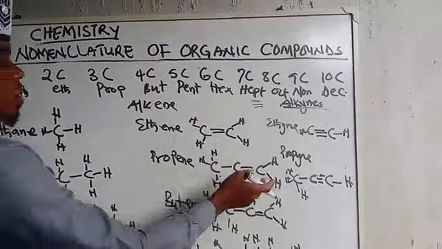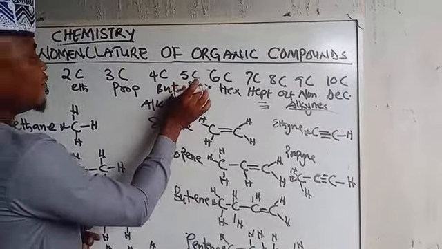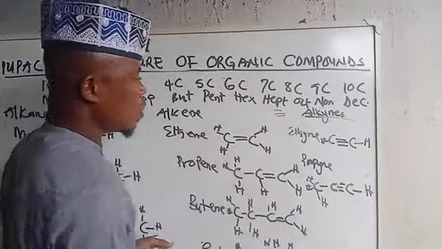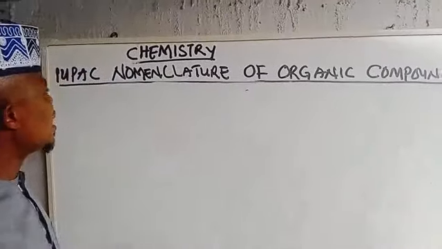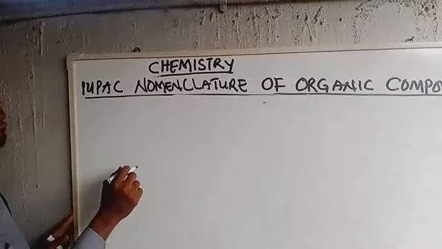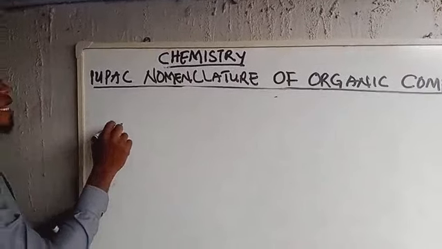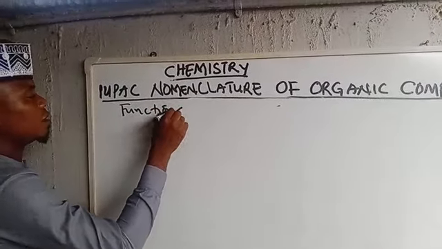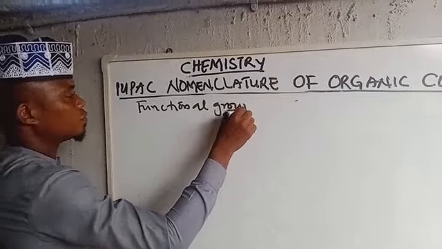So like that, butyne with 4, 5 carbon compound will be pentyne, hexyne, heptyne, and so on. Cool. Now let's look at how to name organic compounds with different functional groups.